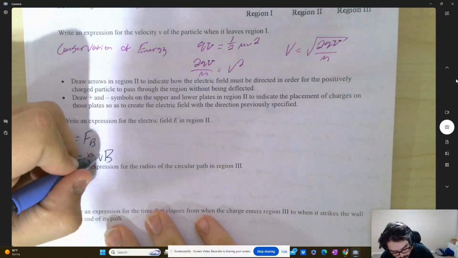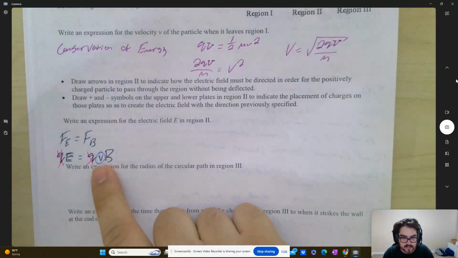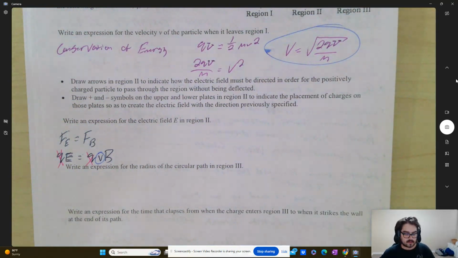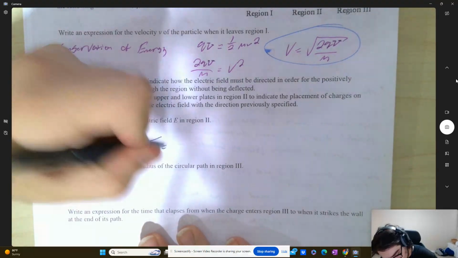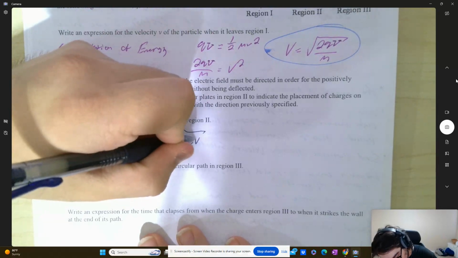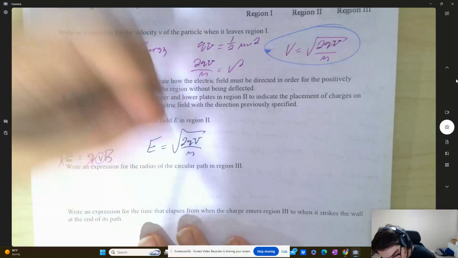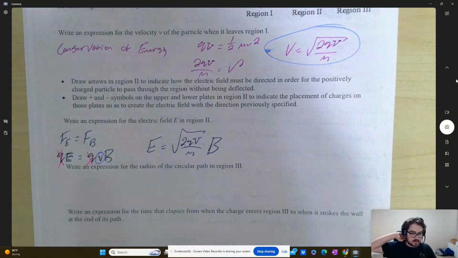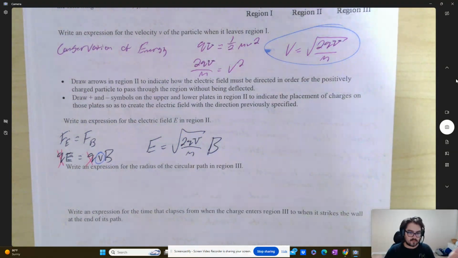So what we need to do is take this V, the velocity V, and replace it with this expression that we just wrote up here. When we do that, you're going to see that this gives us E equals root 2qV over m times B. Pretty straightforward. That's all you've got to do for that.